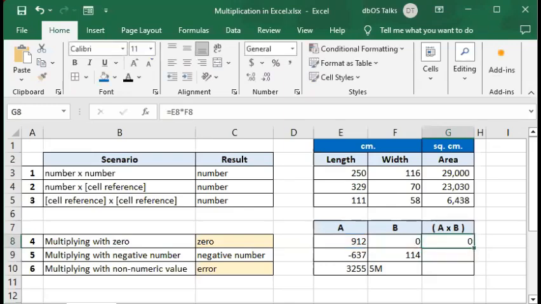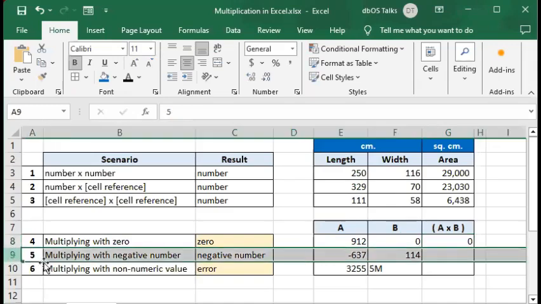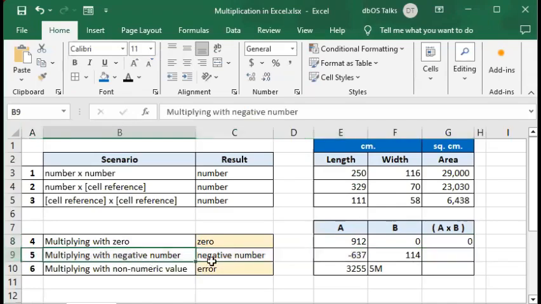It's not an error, it's just the normal or expected output when you do multiplication, even in Excel or in mathematics in general. When you multiply something with 0, it results in 0. The second example we'll be looking at, which is scenario number 5, is multiplying with a negative number, which would result in another negative number.